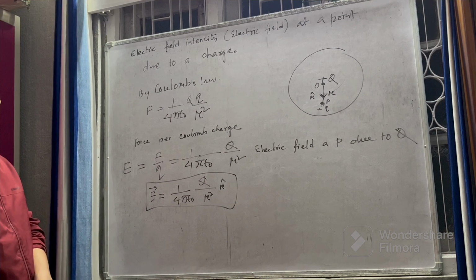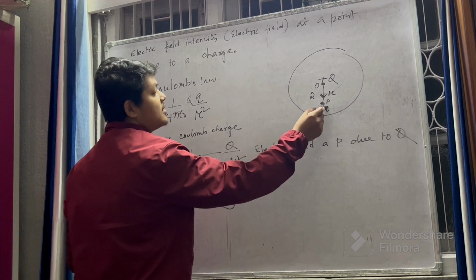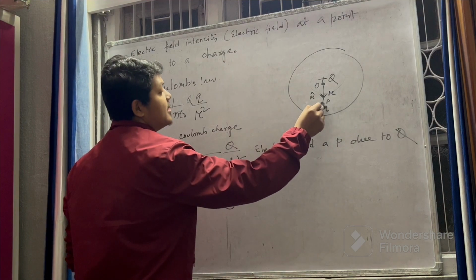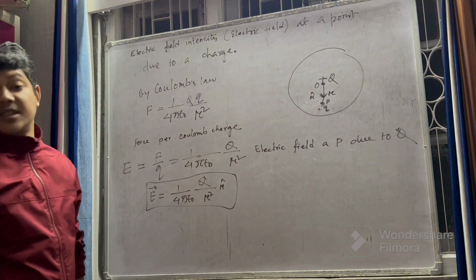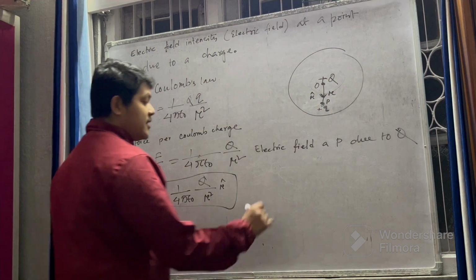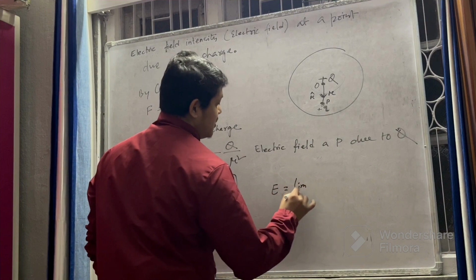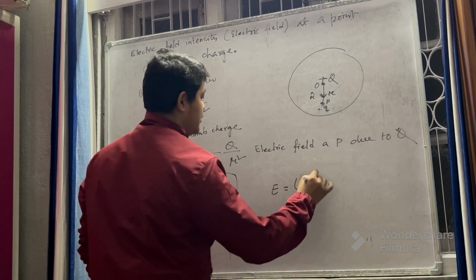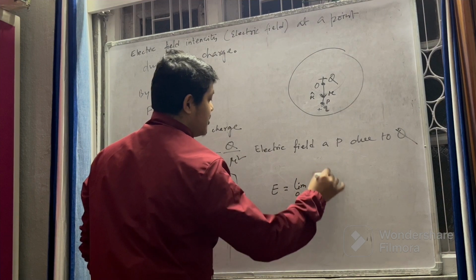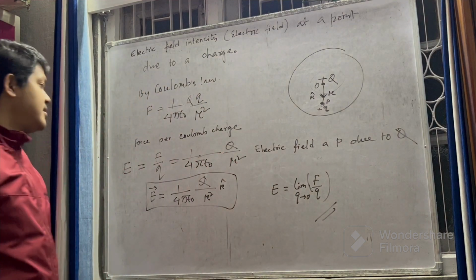Now you see, I have already told you that this charge is very small, so that its electric field doesn't disturb the electric field due to the capital Q. That's why this E can be written as limit Q tends to 0, that means Q is very small, F by small q, right? So hope this thing is clear to you, right?